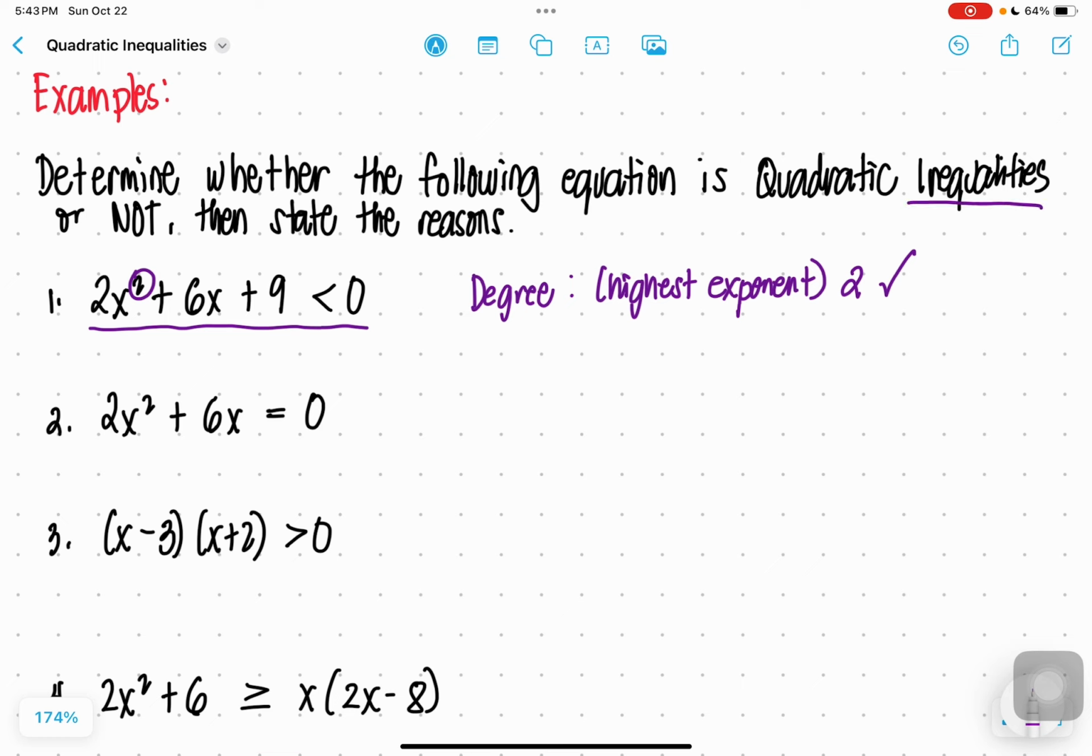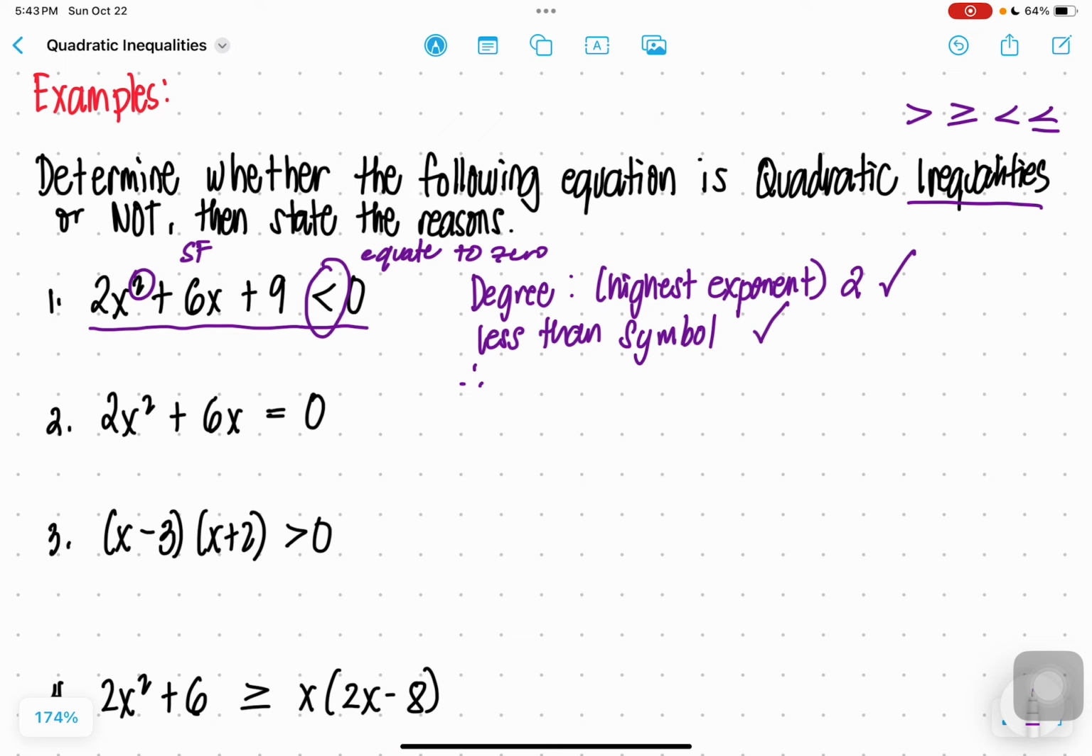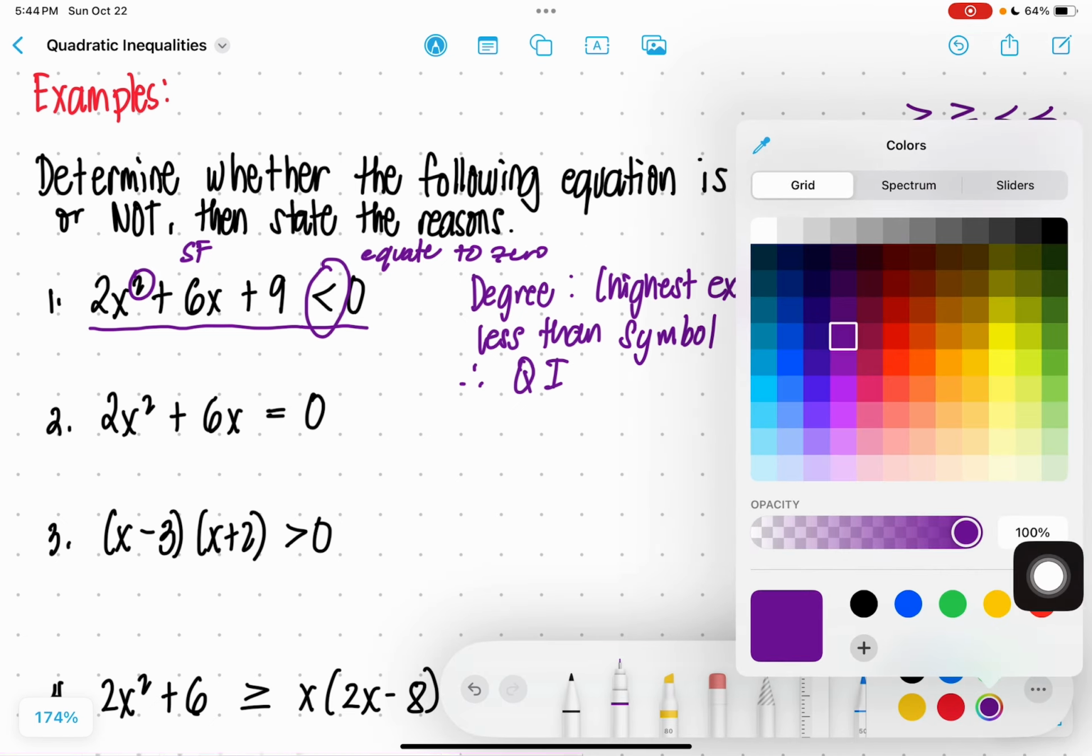Then check natin yung inequalities niya, kung meron siyang greater than or equal, less than or equal. So, mapapansin natin, meron tayong less than symbol. So, another check yon. Okay? Then, aside from that, di ba naka-standard form at naka-equate kay 0? So, still another check. Therefore, we can conclude that number 1 is a quadratic inequality.